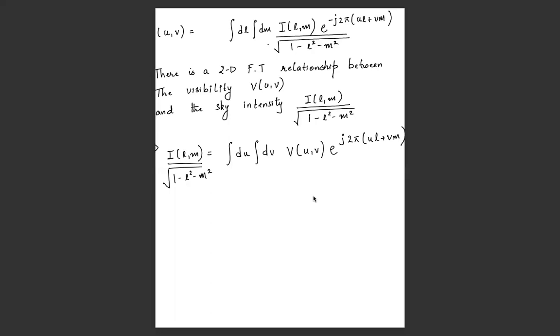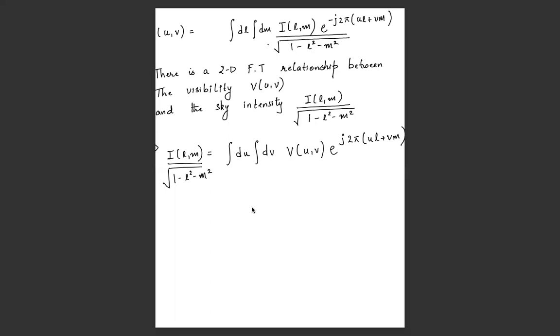In typical interferometry literature, you would refer to the sky plane as the LM plane and the visibility plane as the UV plane. This equation is telling you that if you build a telescope which measures these visibilities, these two-point correlation functions of the electric field on a 2D plane at different locations U and V, once you have all of that data stored in a computer, you can go after the fact and apply this inverse transform relationship to figure out what the sky intensity distribution is.